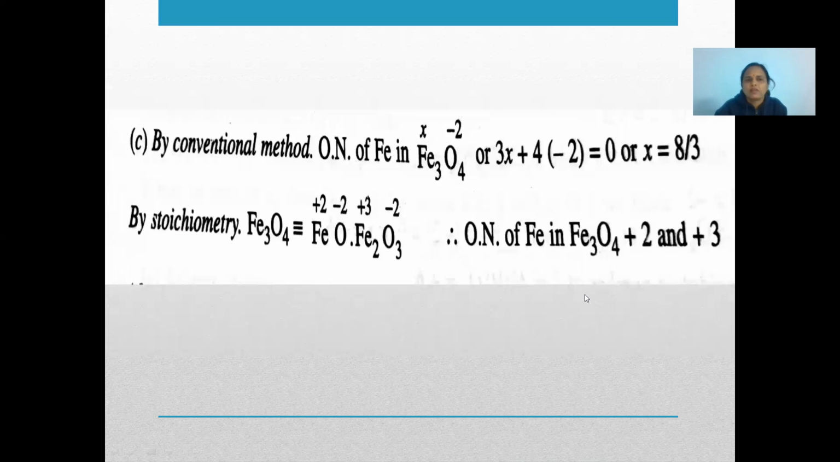Then the third part, you need to calculate the oxidation number of iron in Fe3O4. By stoichiometry, Fe3O4 is a mixture of FeO and Fe2O3. In FeO, iron is present in the +2 oxidation state, and in Fe2O3, iron is present in the +3 oxidation state. But overall, when you calculate the oxidation number of Fe in Fe3O4, it comes out to be 8/3. But by stoichiometry, iron is present in the +2 oxidation state in FeO, and in the +3 oxidation state in Fe2O3.